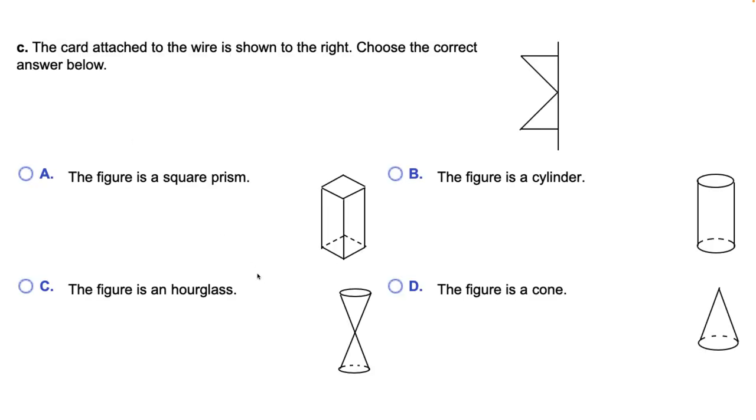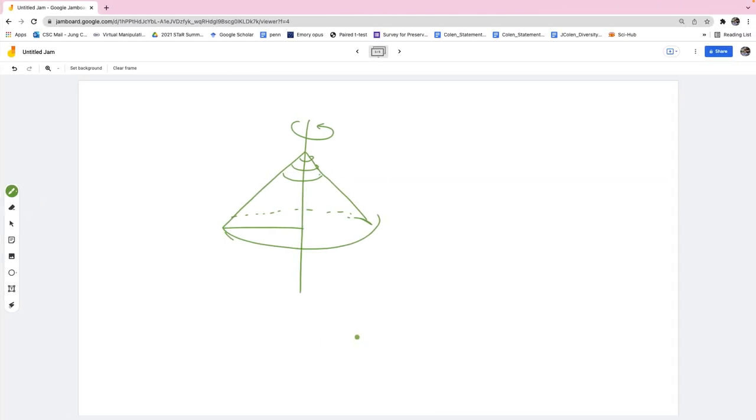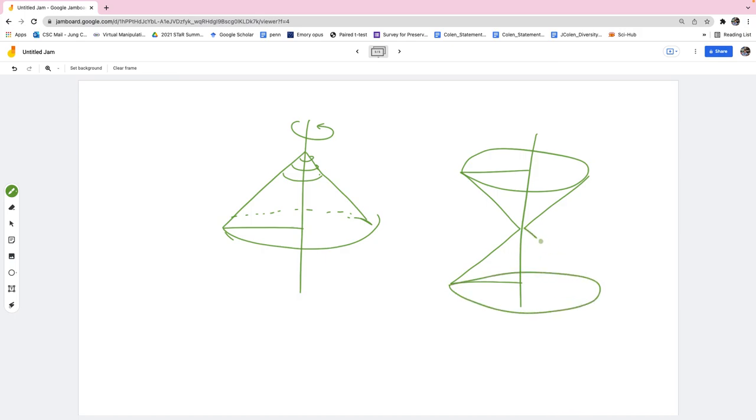Okay. How about this? If this card is attached to the wire and we are rotating, then it will look like two cones, right? Top and bottom. So we can see that it looks like an hourglass or sand glass, right? So if you have two triangles like this, we can rotate it here, and we can rotate this here too. So it looks like an hourglass.